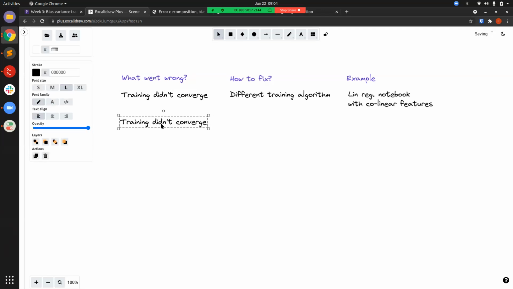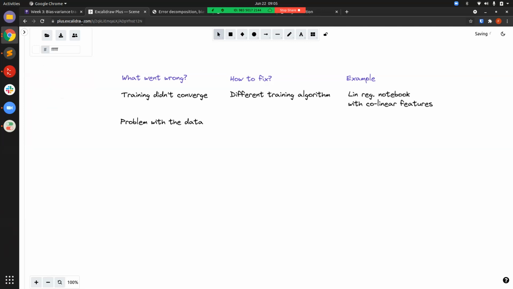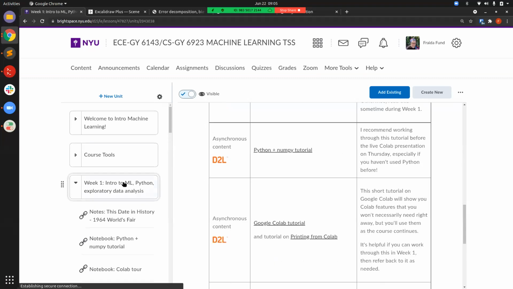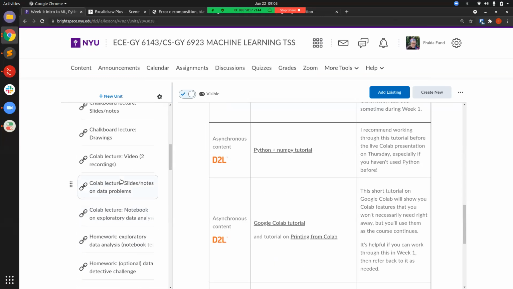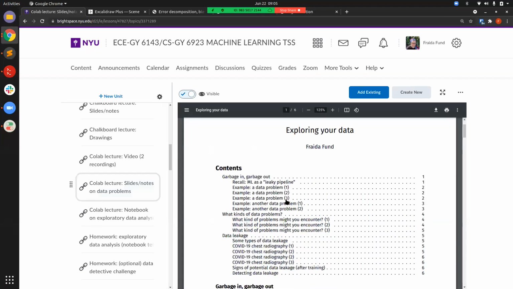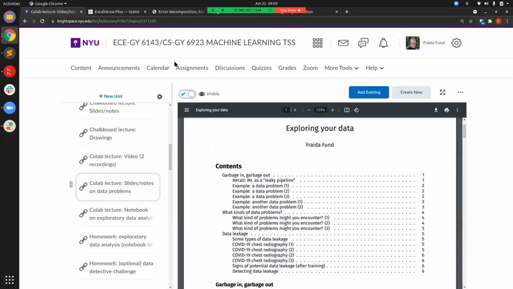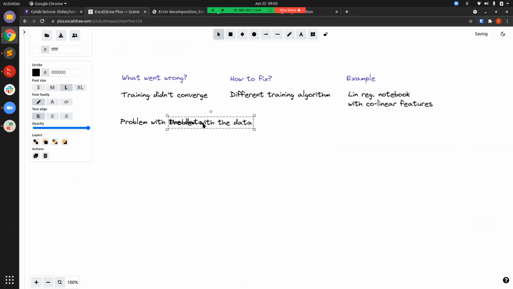Okay, so another possibility is, I'm going to kind of generalize here. And I'm going to say maybe there's a problem with the data. We previously spoke in week 1 about all kinds of data problems we might have. Right, so we listed a lot of data problems. Some of them were data leakage, but some of them were other problems. So maybe there's a problem with the data and we need to process data to fix the problem. And what's an example of seeing a problem with the data? Have we seen any example where there was some sort of problem with the data?